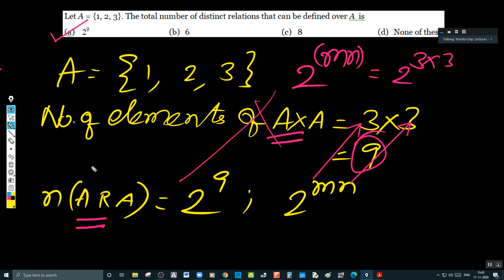Rishikesh, distinct means different only, man. Whatever we get will be different, because in sets we never write repetition. So without repetition only, that is why they are distinct relations. Distinct relations. 2 power 9, please. Okay.